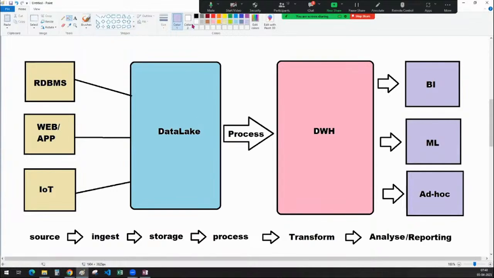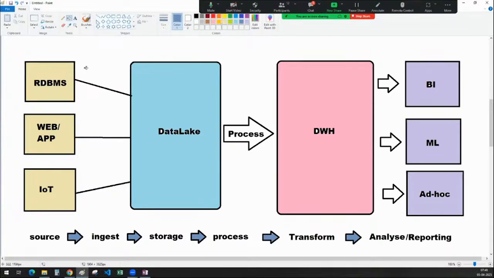You have a source, ingesting, storing, processing, as well as transforming the data. So this is a typical architecture. This architecture is very helpful for you to understand data engineering, guys. But here, what are the RDBMS? Okay, sir, this is a data engineering life cycle.